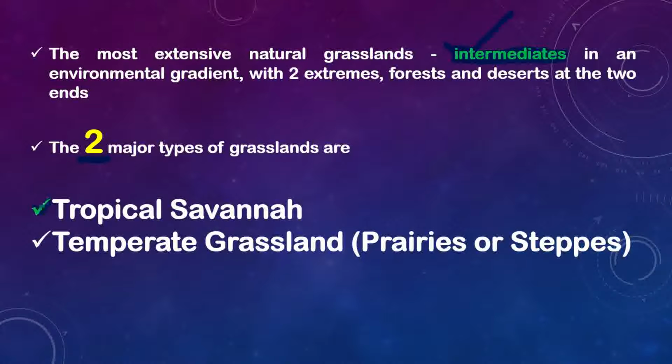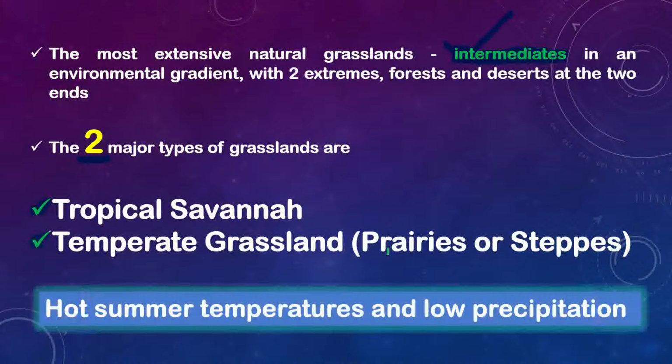tropical savanna or tropical grassland. The other is the temperate grassland or prairies or steppes. They are known by different names at different places. This is an important point which is common to both. They will have hot summer temperatures and low precipitation. So this point is common to both these grasslands.